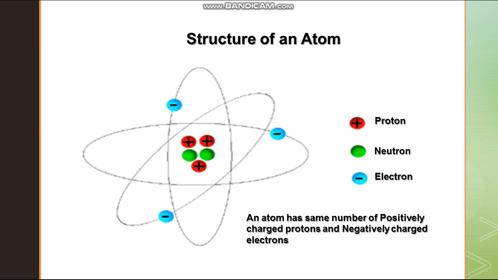We know that an atom has the same number of positively charged protons and negatively charged electrons, and hence an object doesn't show any charge though its atom contains charged particles. Therefore, we can say that plenty of electrical charge is filled in the objects around us.